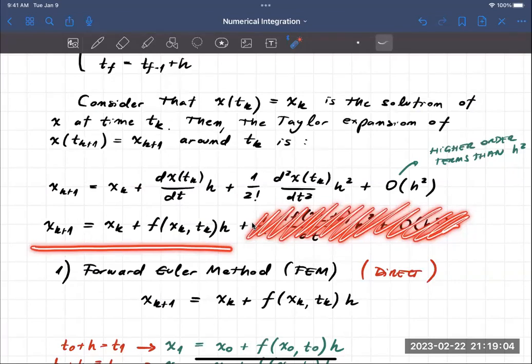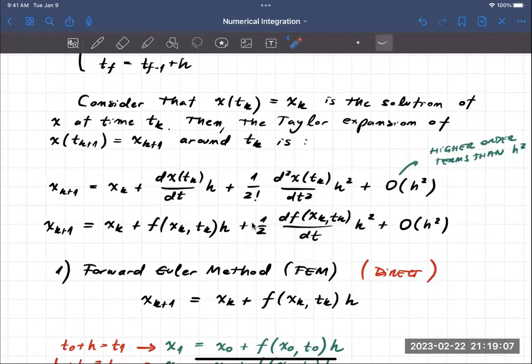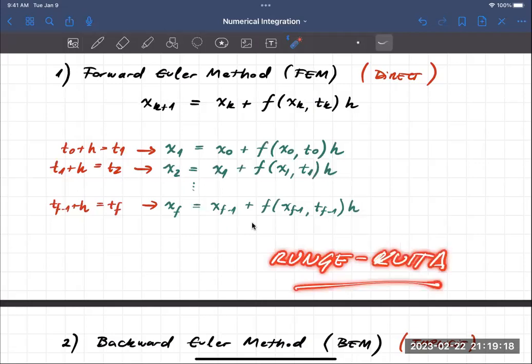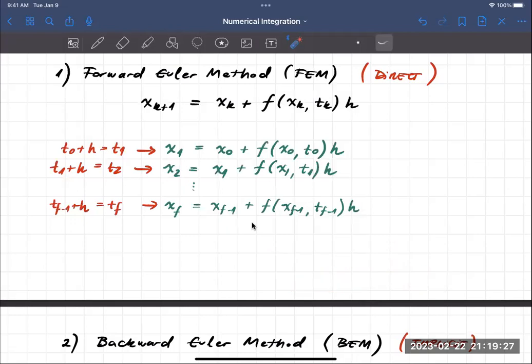Of course, there are much more methods than this one. Next class, we're going to discuss another one called Runge-Kutta, which is a very well-known method to approximate a numerical solution of a system of differential equations, which is kind of similar to these ones, but it's a fourth order. Well, it's an n order method. But the most common one is the fourth order Runge-Kutta.